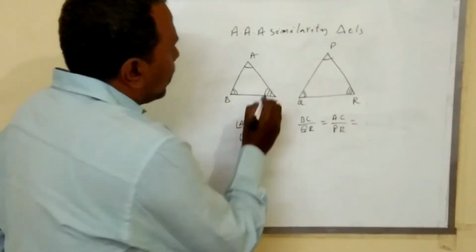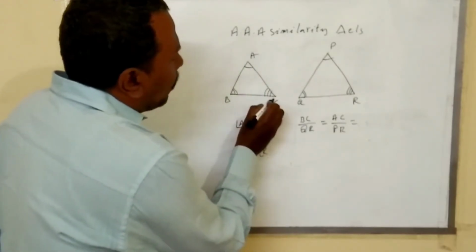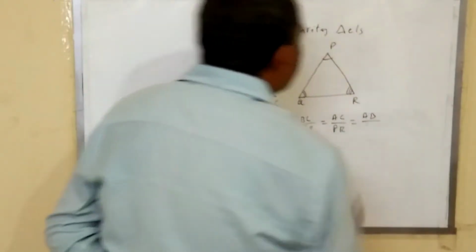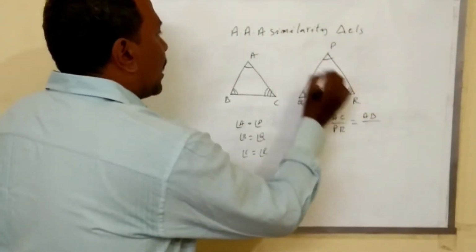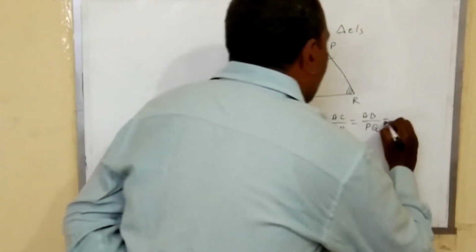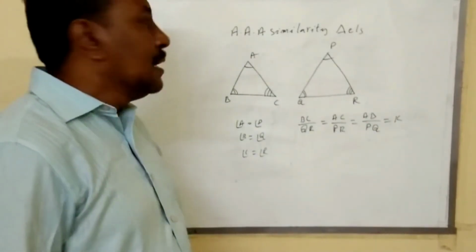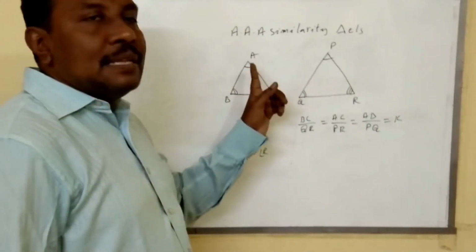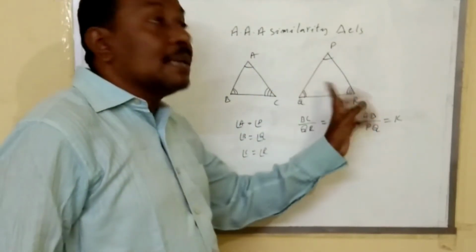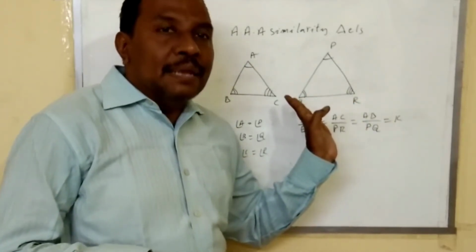Okay. Next, what about angle C? Angle C is equal to angle R. The side opposite to angle C is AB, and the side opposite to angle R is PQ, which is equal to K, some constant, which is called the K factor. So if the three angles of a triangle are equal to the corresponding three angles of another triangle, then the two triangles are similar.